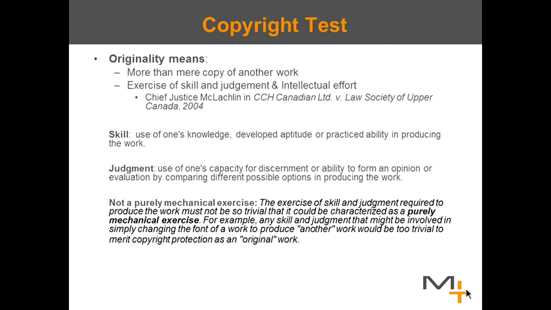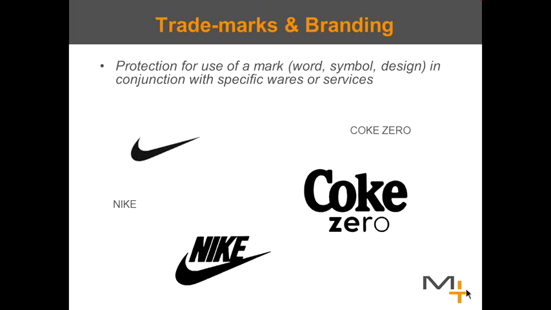So now moving on to trademarks and branding. This is another type of intellectual property right that can be very important for businesses. This is really protection for a mark, which might be a word mark, it might be a symbol, it might be a design. Here are some examples on this slide of some different types of trademarks.